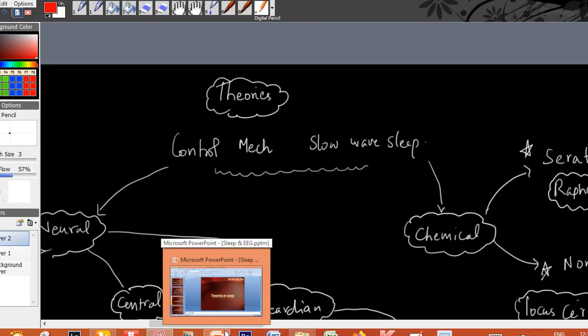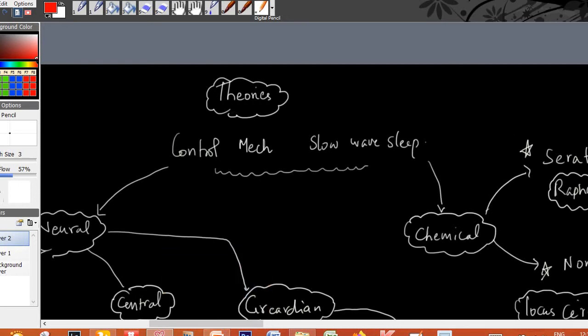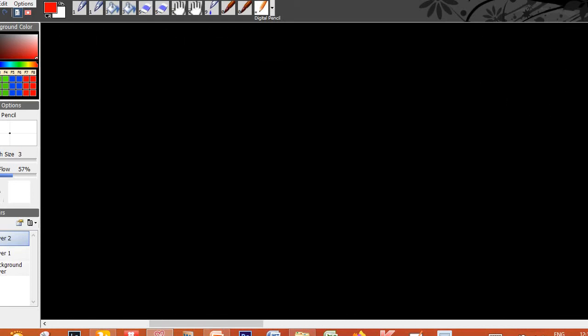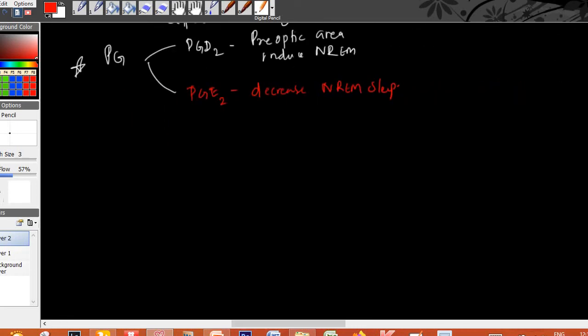Now we have already covered almost all the sleep mechanisms, but we will have a class on theories of sleep. So how do you theorize sleep? For the exam point of view, if you are asked about theories of sleep, how are you going to write about it? Initially you will write a heading, theories of sleep.